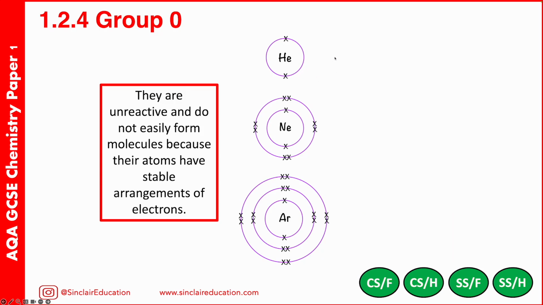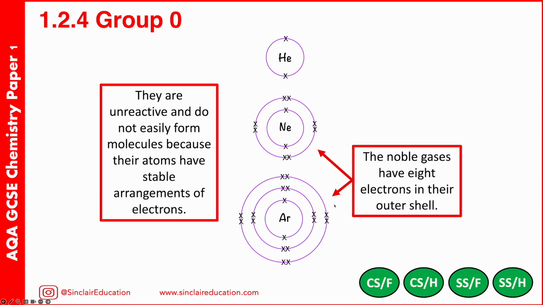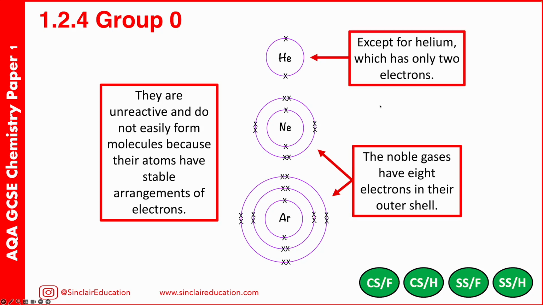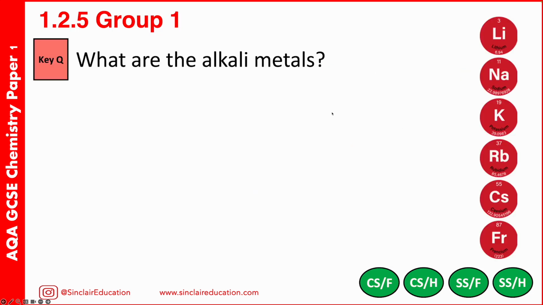These group 0 elements, however, are all very unreactive because when we draw their electron configuration, they've all got full outermost shells. And so as a result, they're incredibly stable. But just be aware, in the event they ask you what they all have in common, it is full outermost shells. Don't put a number on it.